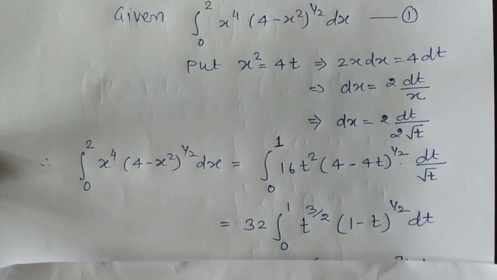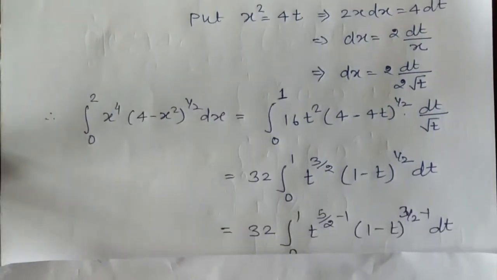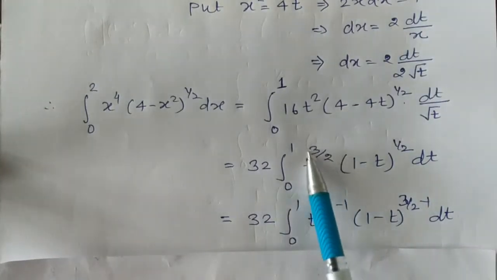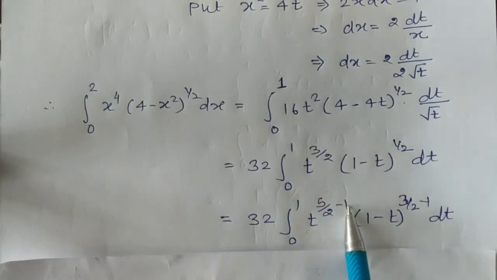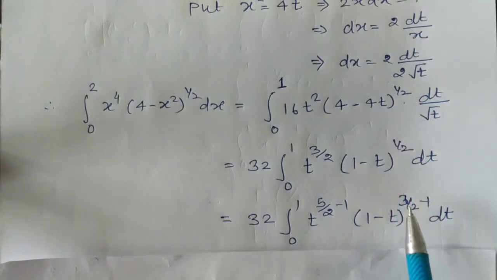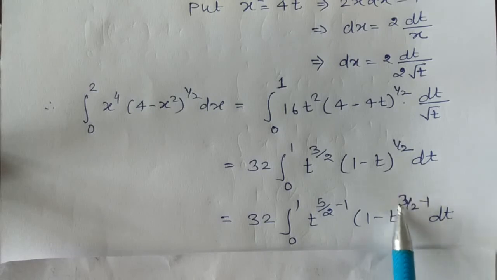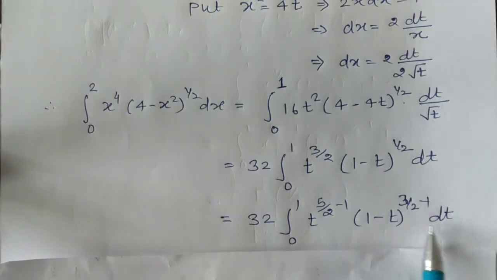Now this integral we express as 32 into integral 0 to 1 t power 3 by 2, we express as 5 by 2 minus 1, into (1 minus t) whole power 1 by 2, 1 by 2 we express as 3 by 2 minus 1 dt. 5 by 2 minus 1 is 3 by 2 and 3 by 2 minus 1 is 1 by 2. So this integral is of the form 0 to 1 x power m minus 1, where m is 5 by 2, into (1 minus x) whole power n minus 1, where n is 3 by 2, dx.